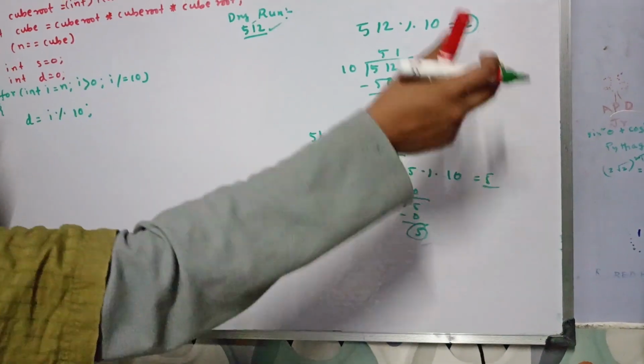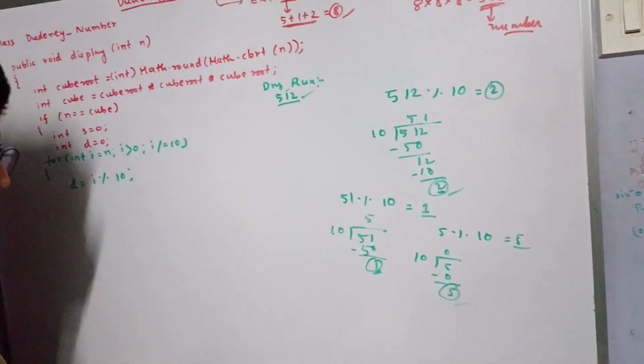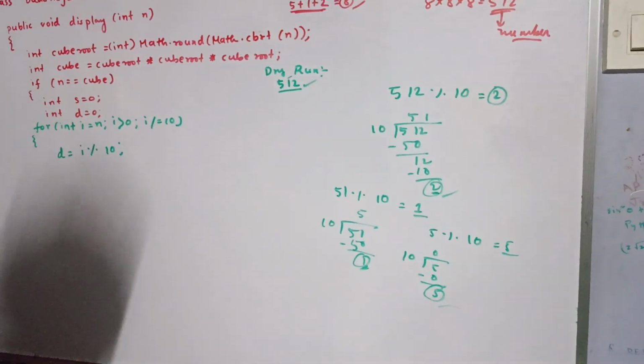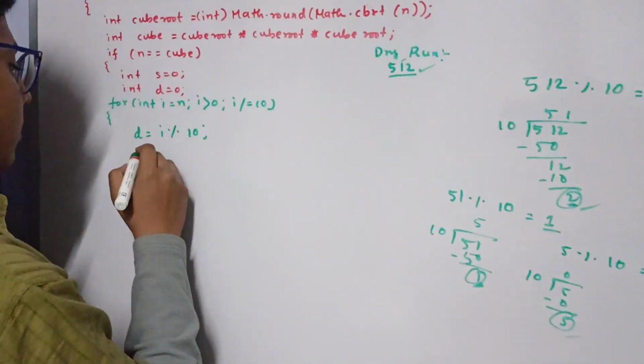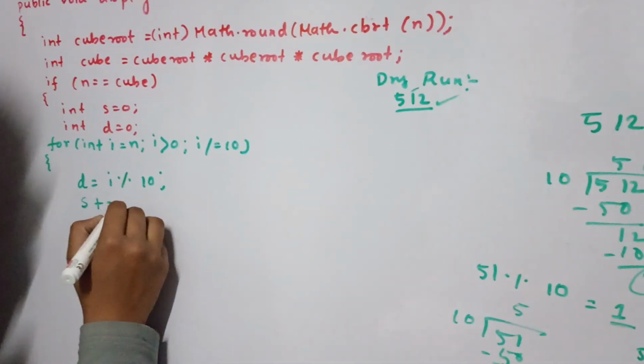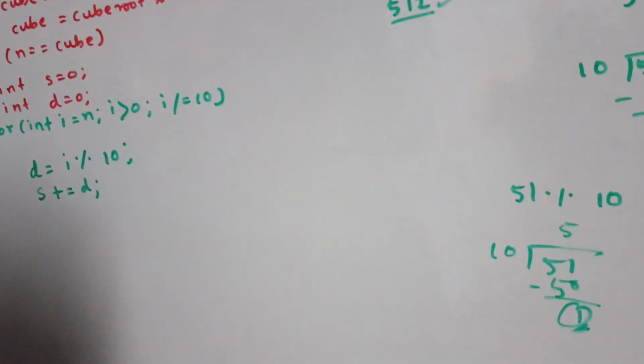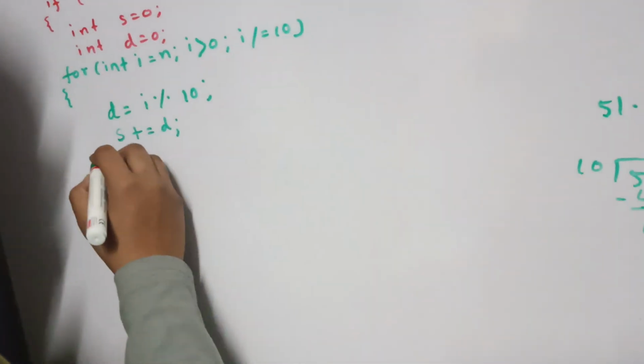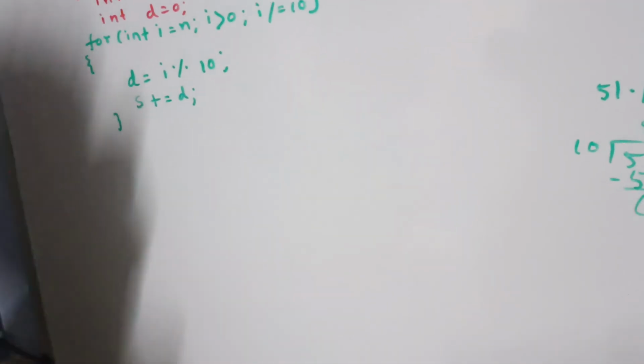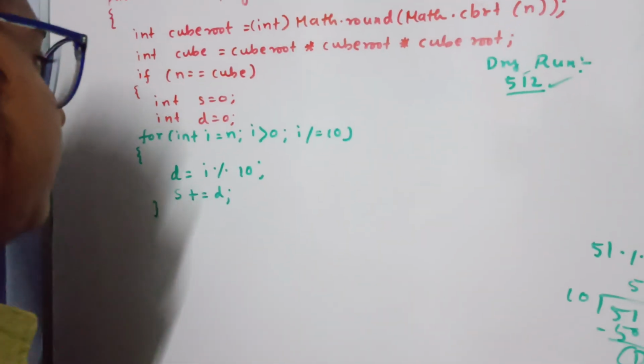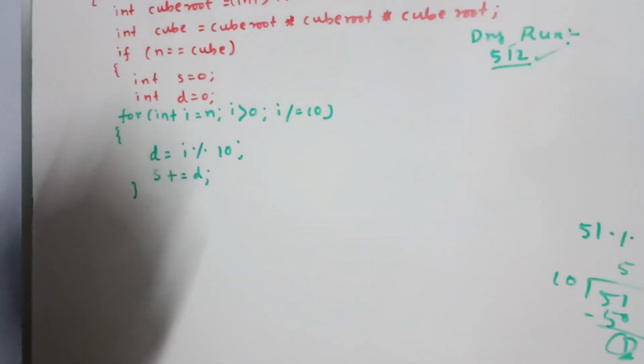This is the mathematical representation, that is the dry run, and this is the programmatic representation. Okay. Now I will calculate the sum. s plus equals to d. Calculated the sum. Next I will end the loop. Now I will give the conditional statement. Okay. Let's give the conditional statement.